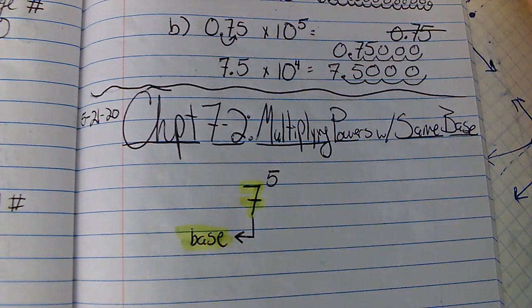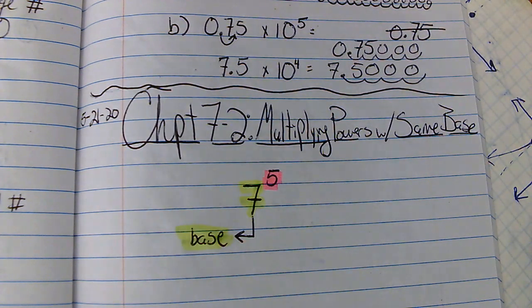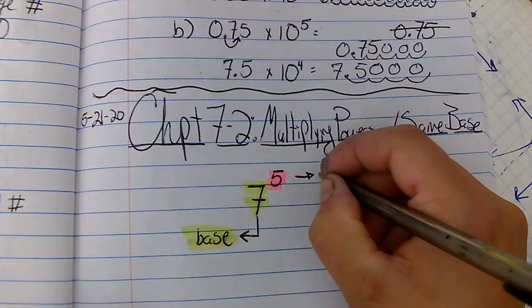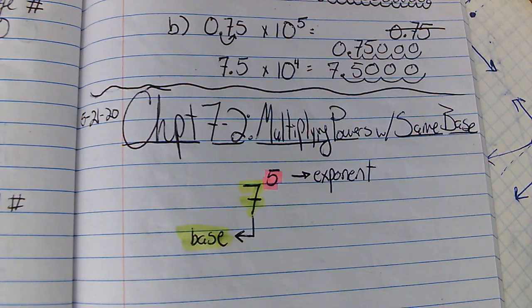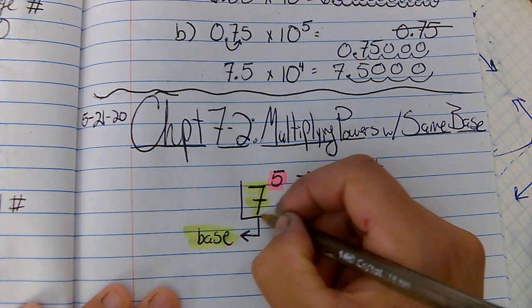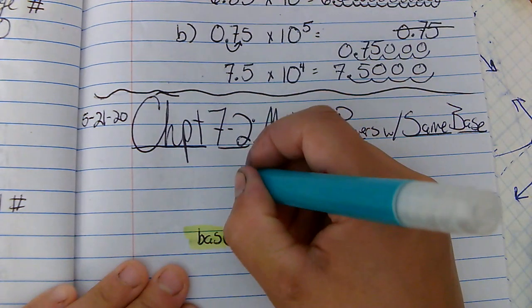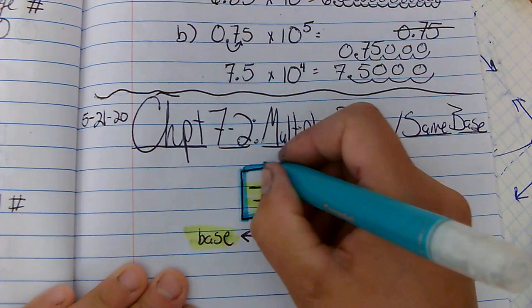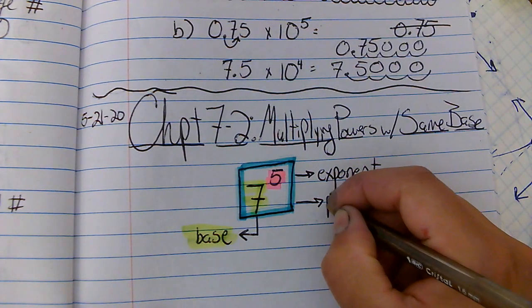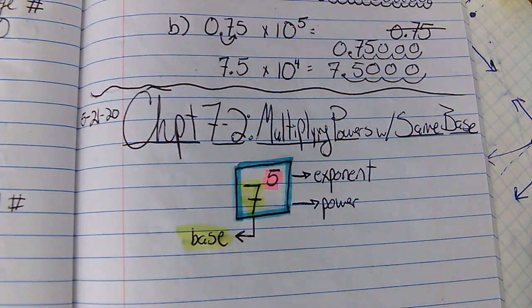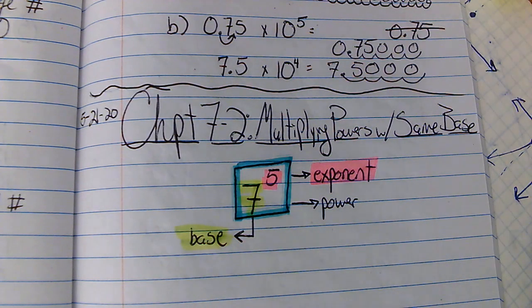Okay, if I say exponent, this is the number I mean. The number up top, whatever it is, our exponent. And if I say power, I mean the entire thing, base and exponent included. Oh, I didn't highlight that one. Let me fix that real quick. Exponent, power.